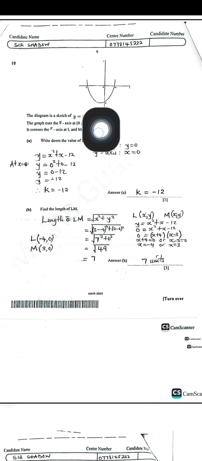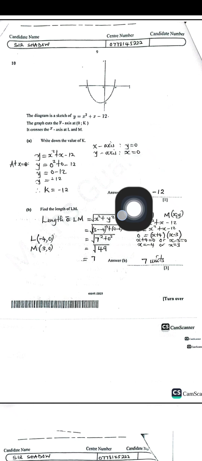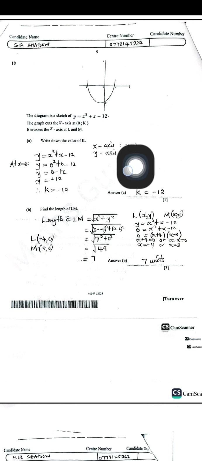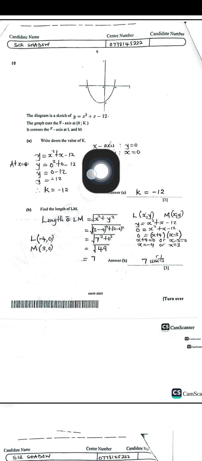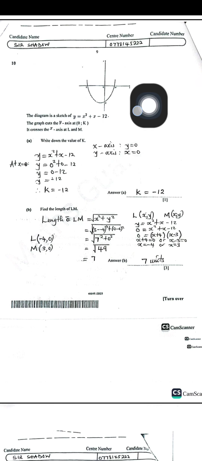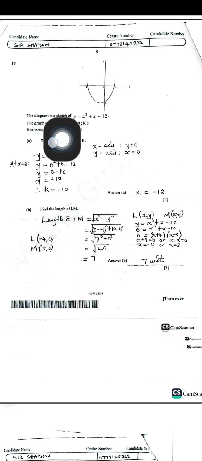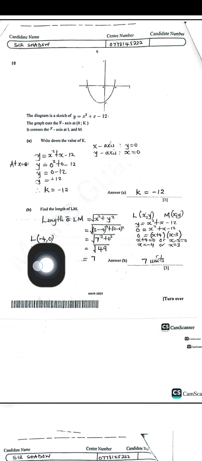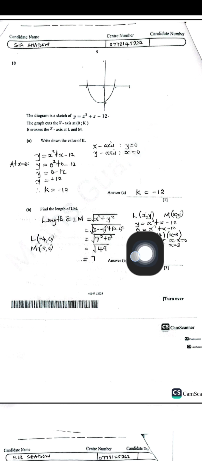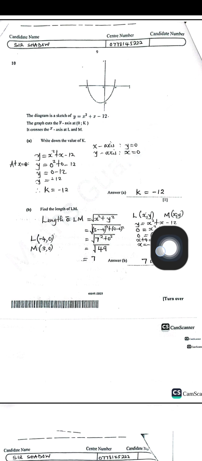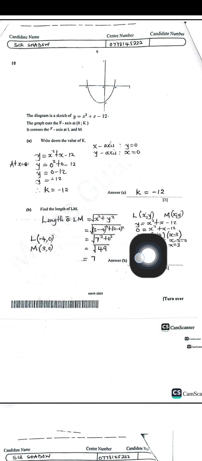So when the graph cuts the x-axis, y equals 0, because this graph cuts the x-axis. So where there is y, in y equals x squared plus x minus 12, you put 0, because on the x-axis y equals 0. So this becomes 0 equals x squared plus x minus 12.